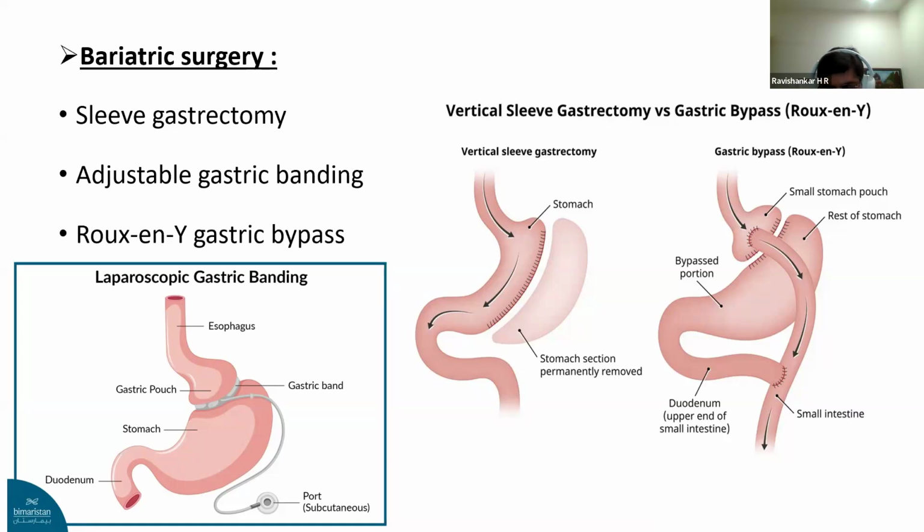After you have done the wrap, you can do an endoscopy and confirm that your wrap is okay and the scope comes through easily. So these are the steps of this fundoplication. Niranjan, anything to add? Nothing, sir. Almost covered everything.